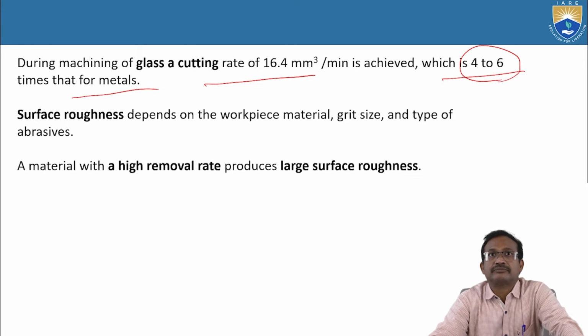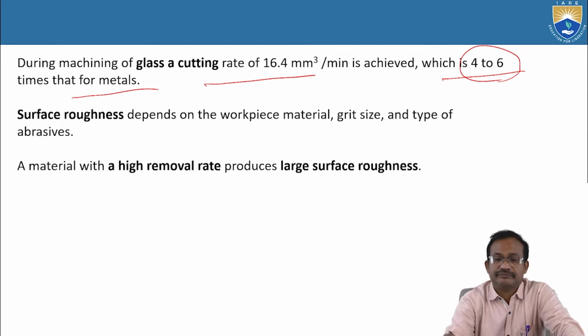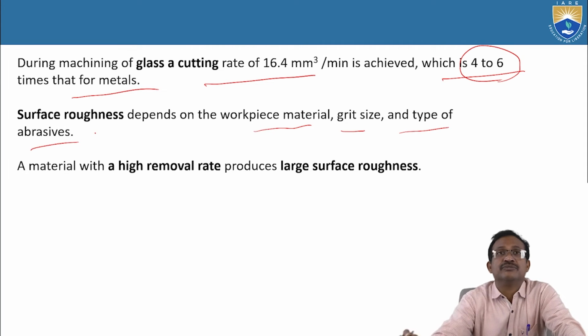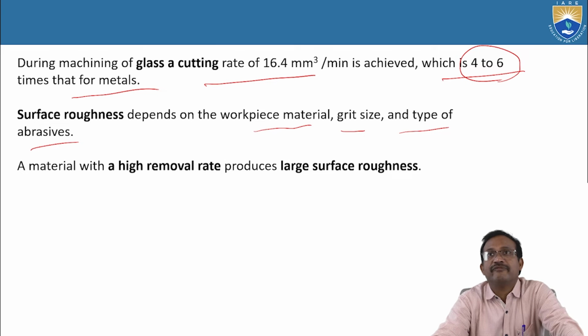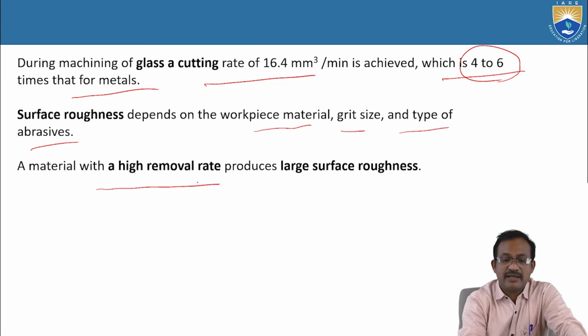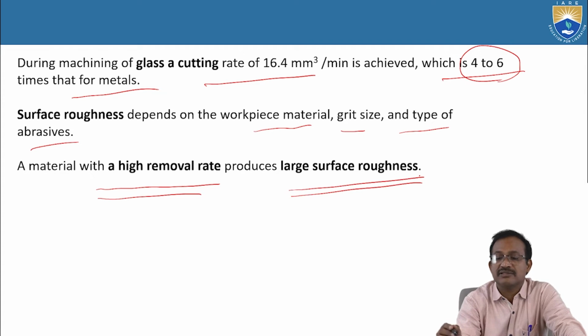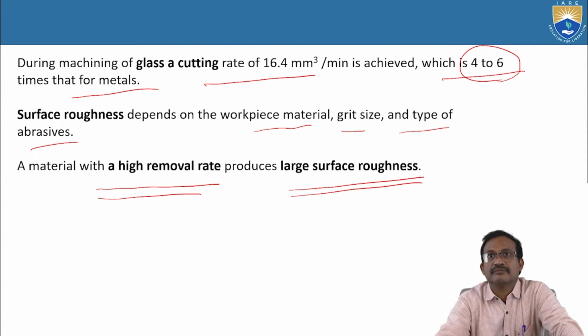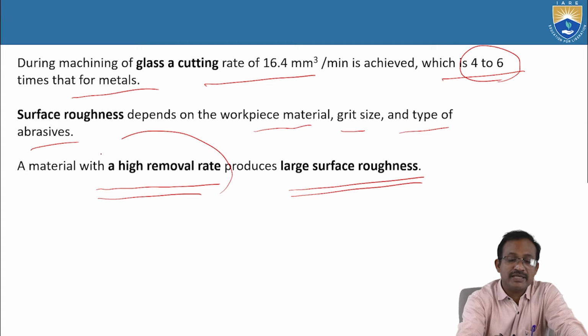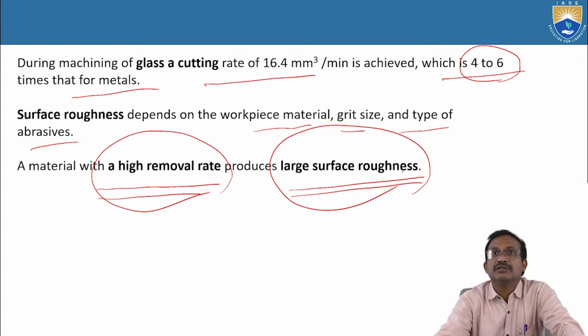Surface roughness depends on the workpiece material, grit size, and type of abrasive, whether it is coarse or fine. A material with a high removal rate produces large surface roughness. So if we want high removal rates, it will obviously lead to large surface roughness.